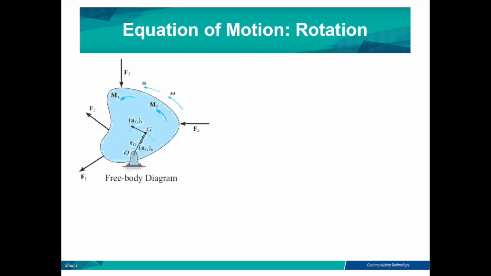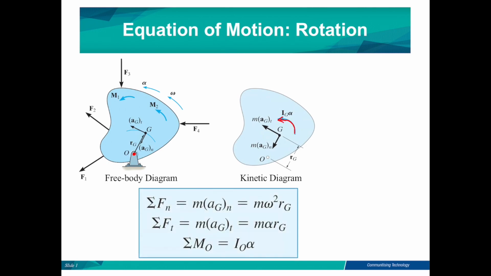So this rigid body is rotating about point O, and you can see a lot of external forces acting on it. So when you draw a kinetic diagram, you will see that there is an arrow in both tangential and normal axis, as well as there is also a rotation component now involved. Okay, so in rotation, we will be using normal and tangential axis.